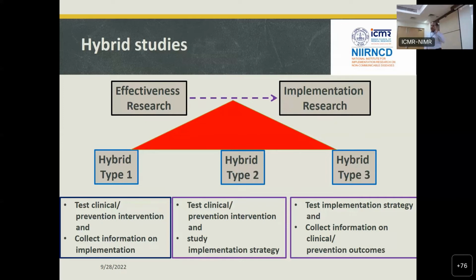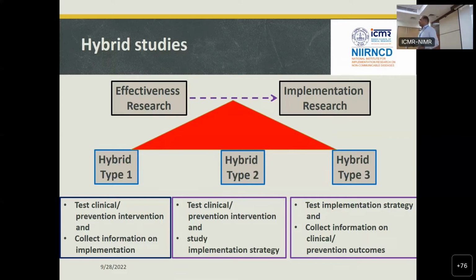So I am sure most of us are in the stage where we have the need to carry out effectiveness and implementation simultaneously. Because another reason is we do not have that big an infrastructure for carrying out public health research. It's the same people who double up in doing the effectiveness research, and the same people have to do the implementation research also. So we are better off if we design in a hybrid manner so that we don't lose time in converting effectiveness to implementation.